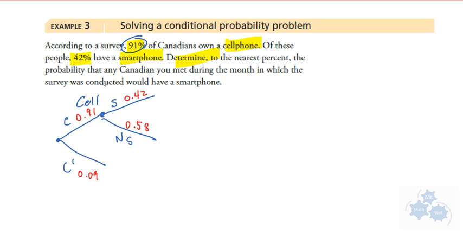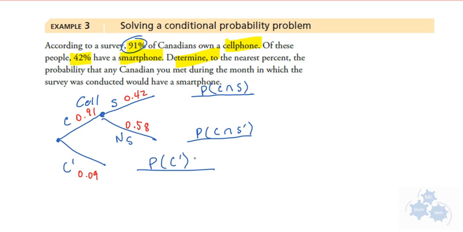And so this question says, what's the probability that you'll meet some person that has a smartphone? And so we can find out this probability. This is a cell phone and it's a smartphone. And this probability right here is cell phone and it's not a smartphone. And if we care, this one right over here is the probability that we don't have a cell phone, right? Which is already done for us. But what are we interested in here? We're interested in this probability right here. And so we multiply the parts of the tree that lead to that.